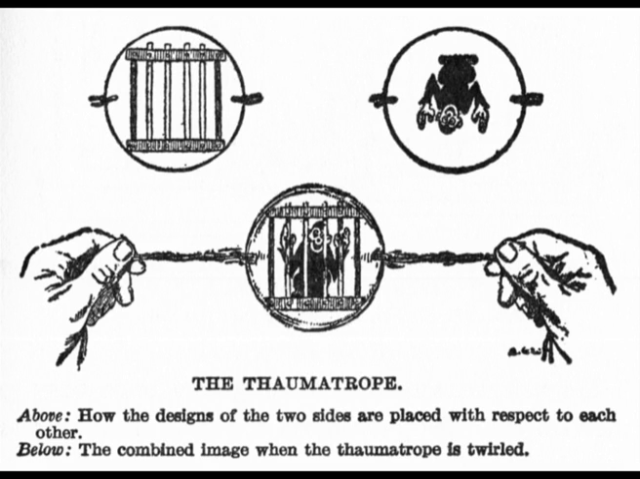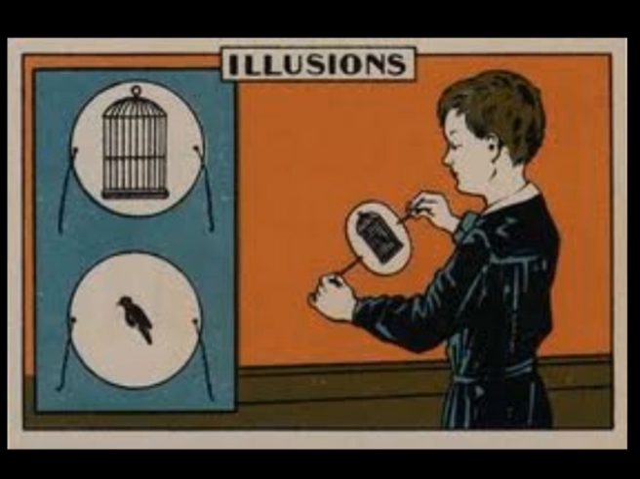The thaumatrope consists of a circular disc, and on each side you draw, for example, a bird in a cage, and you attach two pieces of string either side of the circular disc. You then twist it so that it looks like the bird is in the cage.